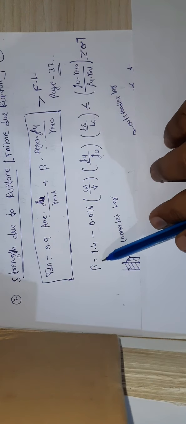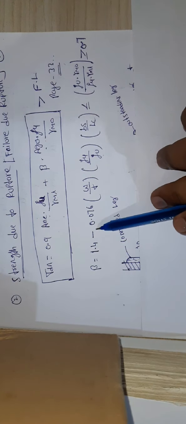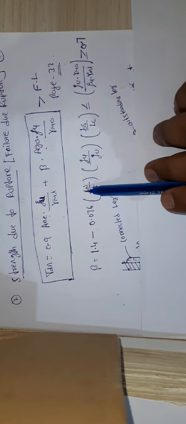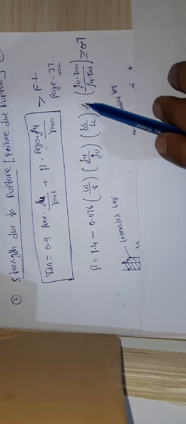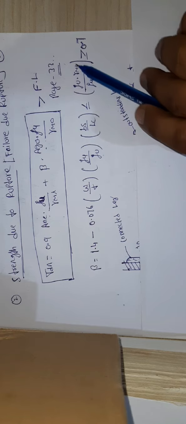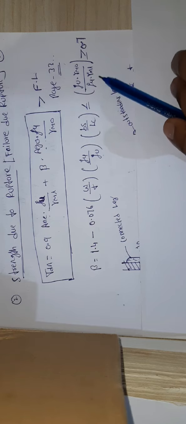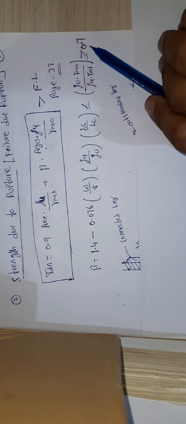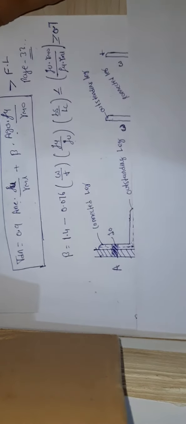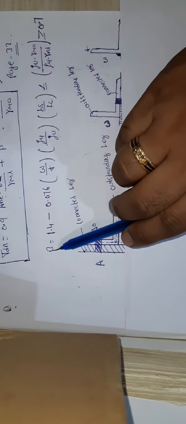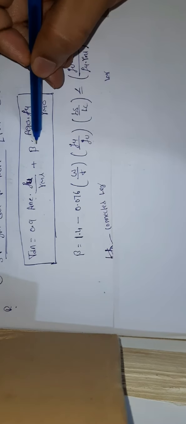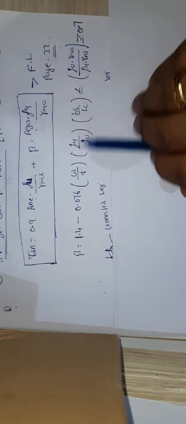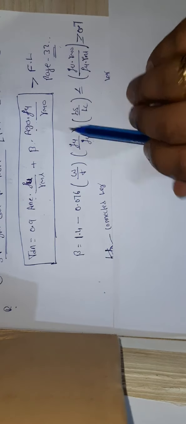Beta equals 1.4 minus 0.076 W by T into Fy by Fu into Bs by Lc. That should be lesser than or equal to Fu into gamma m0 by Fy into gamma m1, and that should be greater than 0.7. So this is how we need to calculate beta values. Here you can check we are using the beta in this formula, so by using this formula I can calculate the beta.